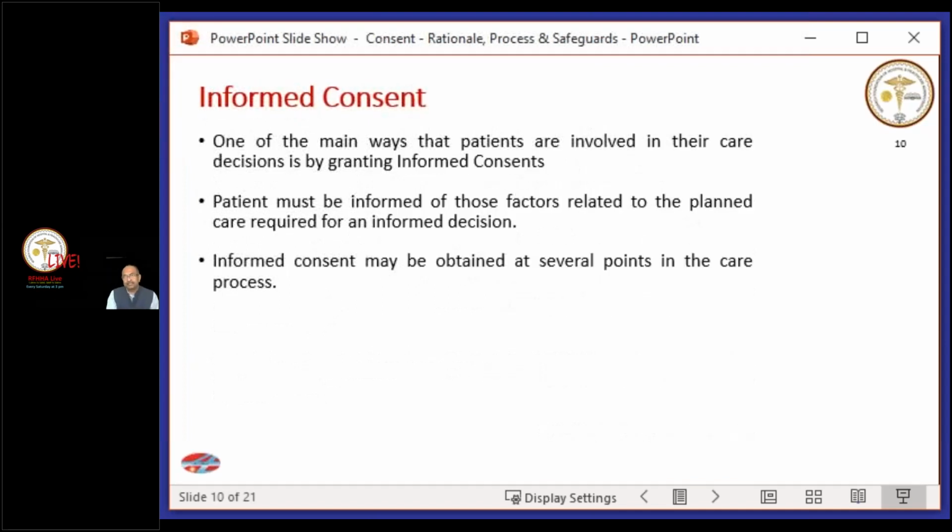Informed consent is one of the main ways where the patients are involved in their care decisions in the hospitals or in our healthcare system. There are multiple other ways of making the patients aware, but informed consent is one of the main ways where the patient participates in the care decisions regarding their own treatments. So the patient must be informed. We have covered this, and informed consent may be obtained at several points in the care process. We will see what those points are.